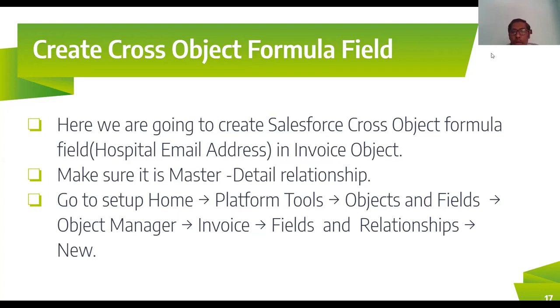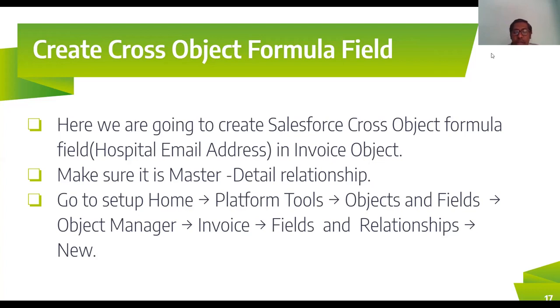Now here we are going to use the IT company and invoice objects. These are the two objects. IT company is going to be the parent object and invoice is going to be the child object. The example I show in the slides is between hospital and invoices, where hospital is the parent and invoice is the child. The first step is to make sure it is a master detail relationship. Once it is, go to the Object Manager, or else go to Setup Home, then Platform Tools, Objects and Fields, Object Manager, then select the child object, that is the invoice object.